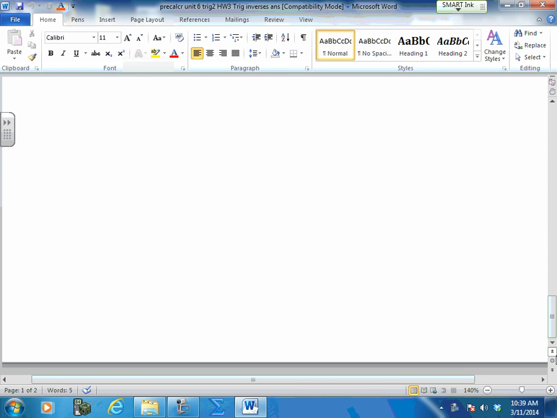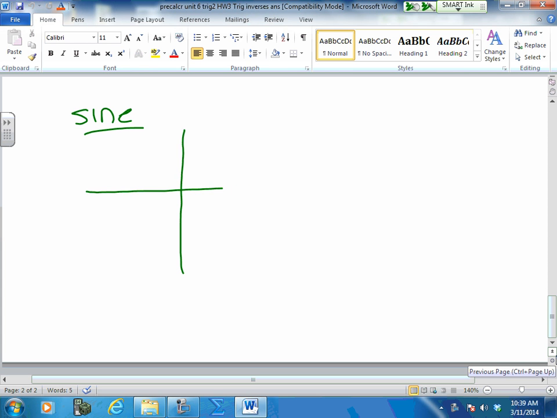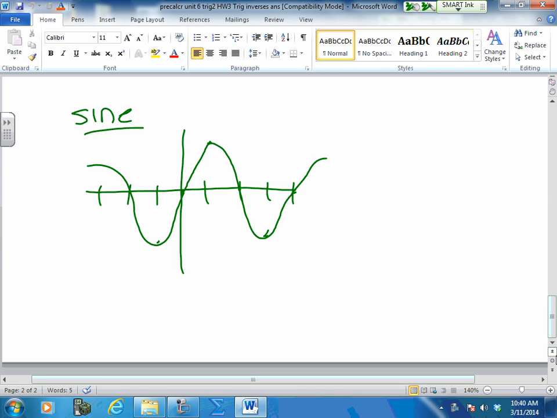Let's talk about your restricted domains for a minute. Your sine curve looks like this. Here's your sine curve. Now, we said everything uses quadrant 1. So we break it right here before we turn. We come back down, we break it right here. We're in negative pi over 2 to pi over 2. This is your restricted domain.